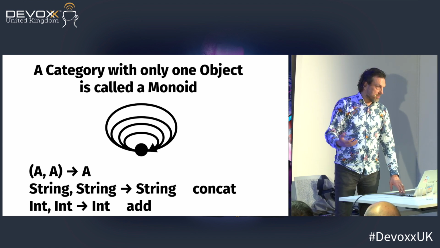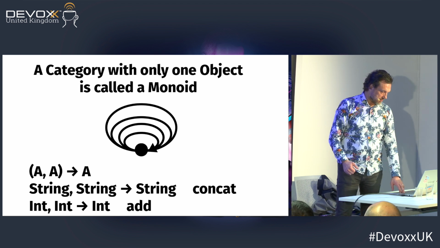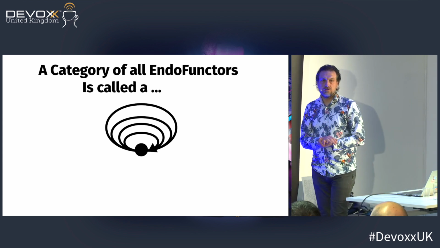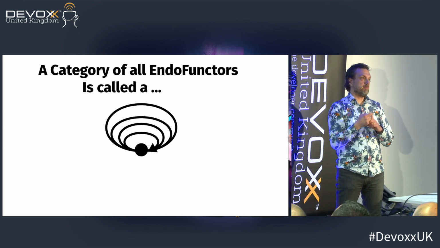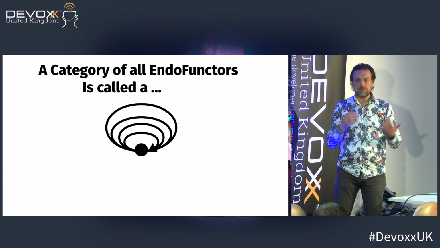Yeah, for example, with integers you can do a sum, with strings you can concatenate them. So we talk about functor, but if a functor has the same input as output, it's called an endofunctor from a mathematical point of view.